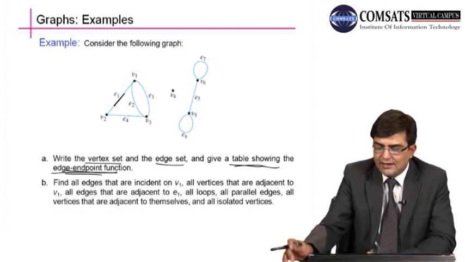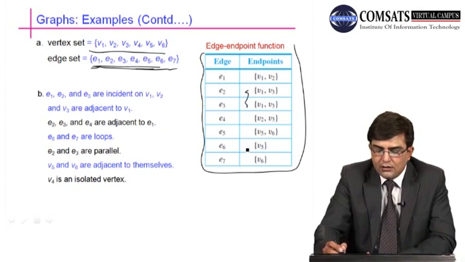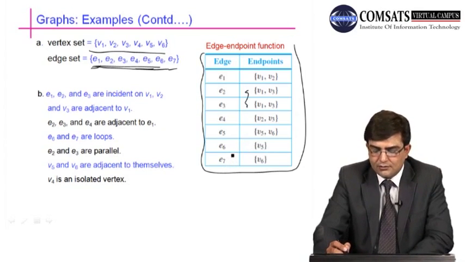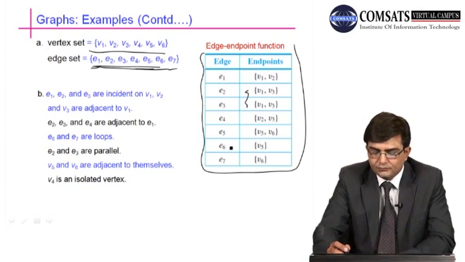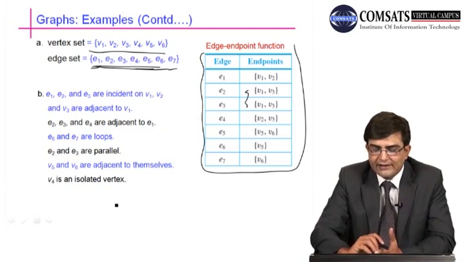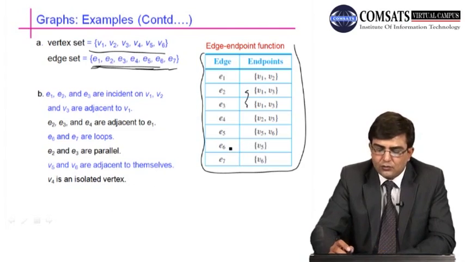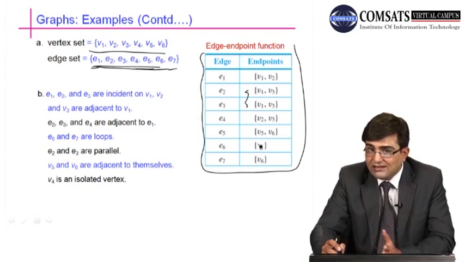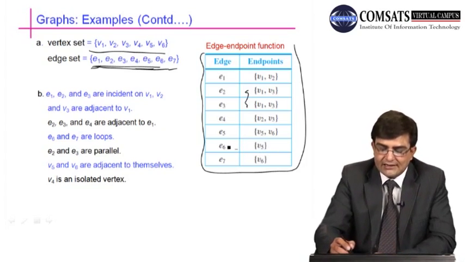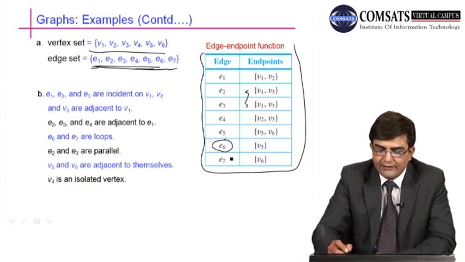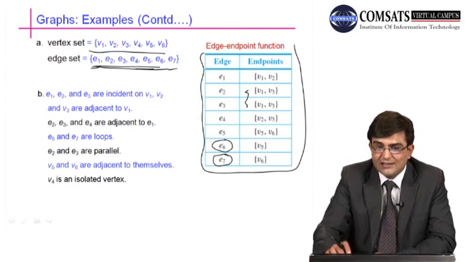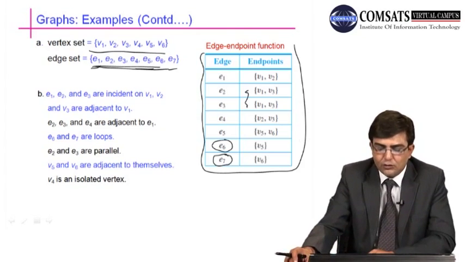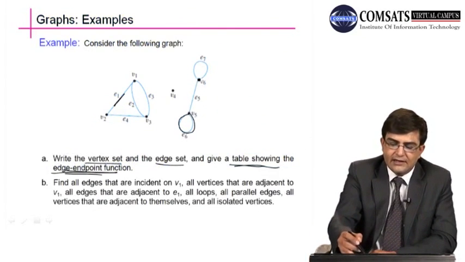Now for E6 and E7, because E6 and E7 are loops and we know that their endpoint is a single vertex, because in a loop a vertex is connected to itself through an edge. So the endpoint of E6 is V5. We write only one vertex, which will tell us that E6 is a loop. E7 is also a loop because E7 connects V6 to itself. Therefore E7 is also a loop. So we can see here that E6 and E7 are loops.